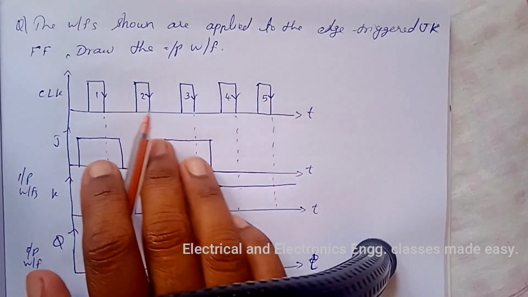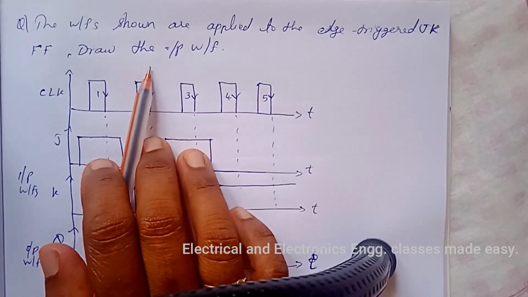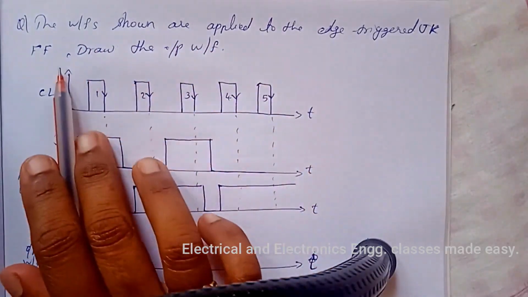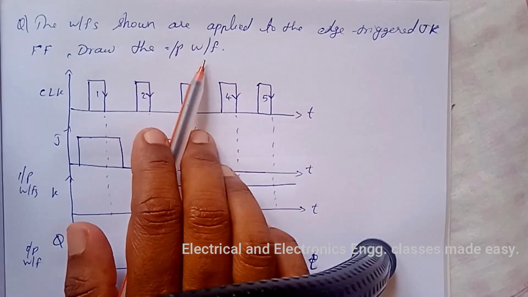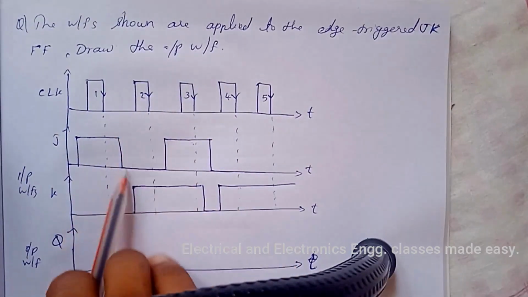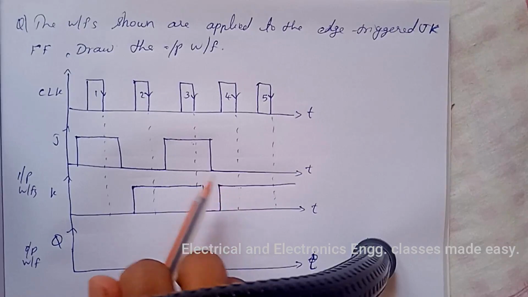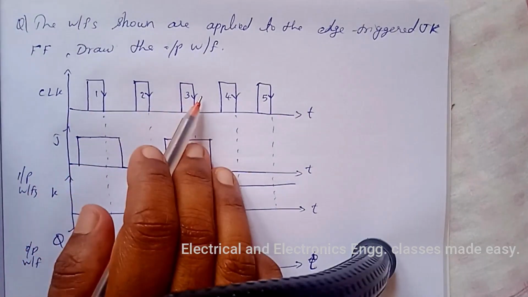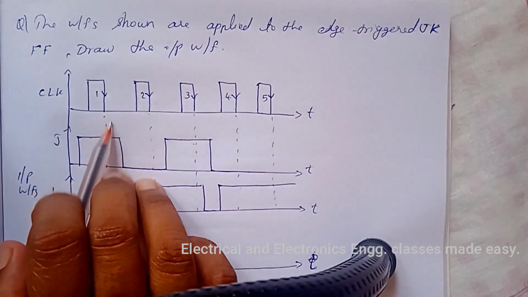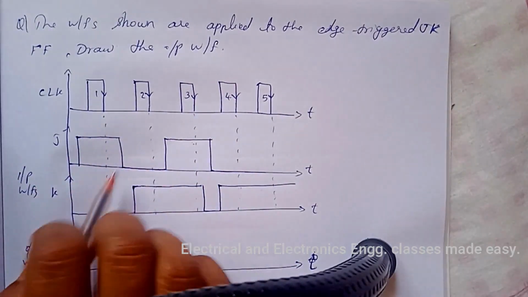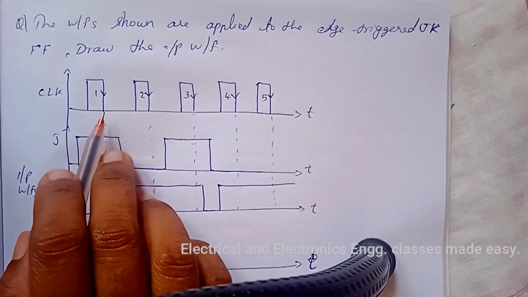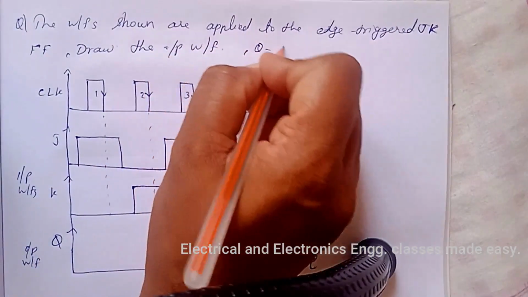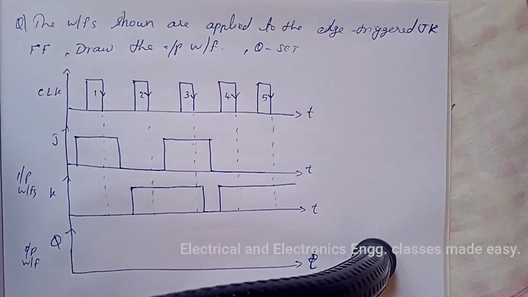Let us study the timing diagrams for the JK flip-flop. So the waveforms shown are applied to the edge triggered JK flip-flop. Draw the output waveform. So these are the input waveforms given. So this is the clock pulse given. So here this is a negative edge triggered JK flip-flop, and assume Q is set in the previous state.